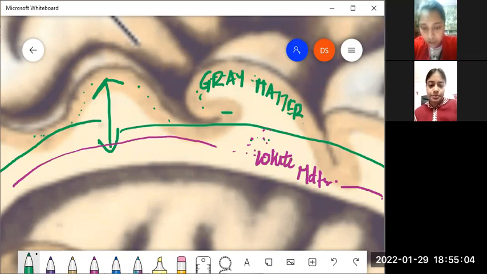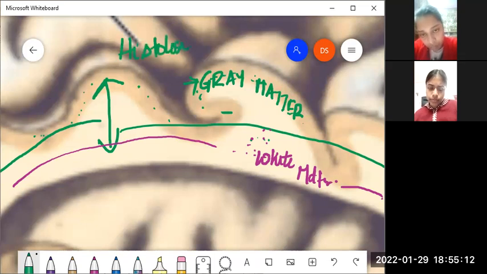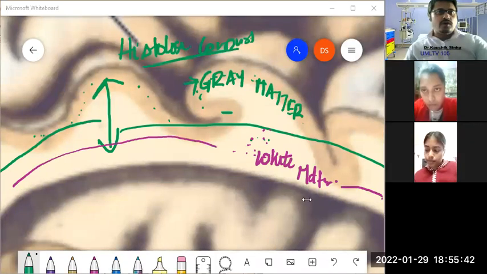Yes, sir. Thank you for the confirmation. Coming now to the histological composition, I mean tissue composition, of the gray matter and the white matter. We already know that the entire central nervous system is made up of what? It is made up of the neurons, right? Neurons are the structural and the functional unit of the central nervous system. Don't you know that? Right or wrong?